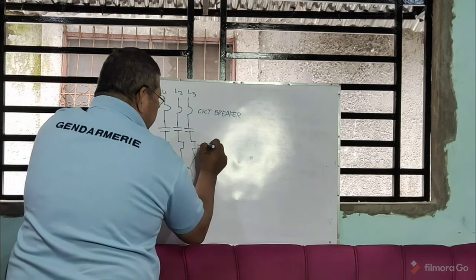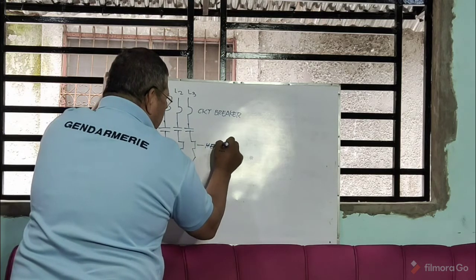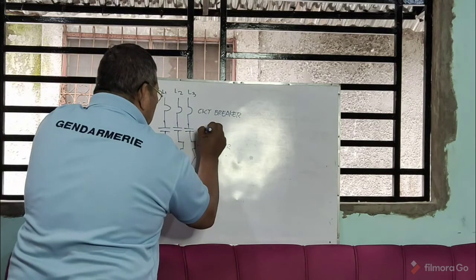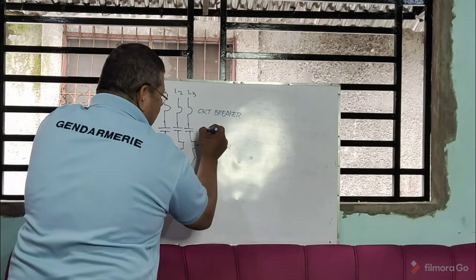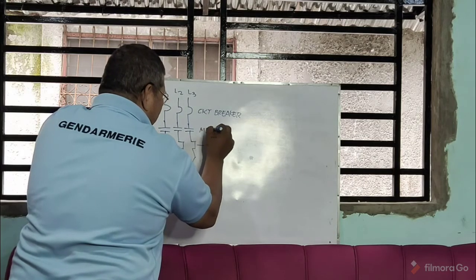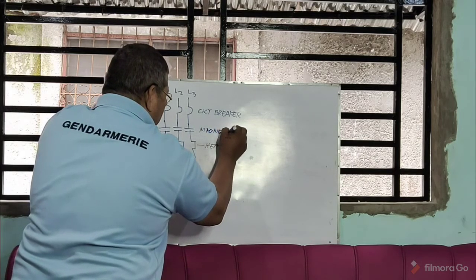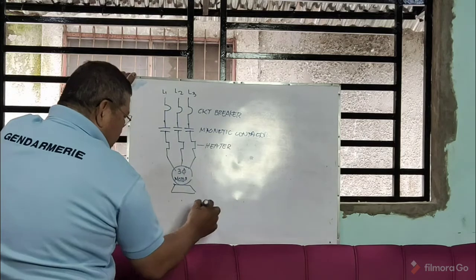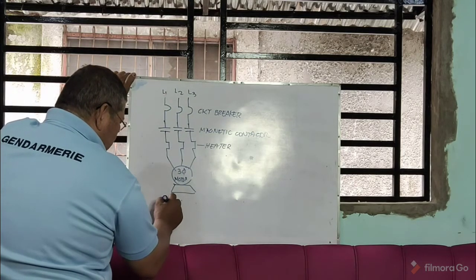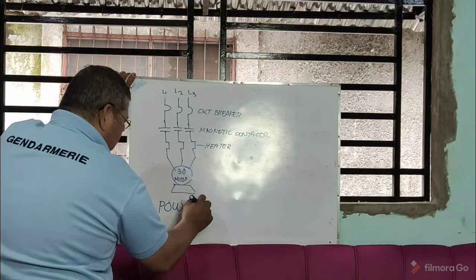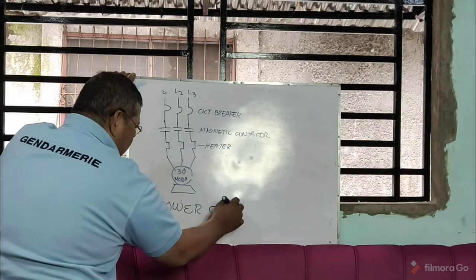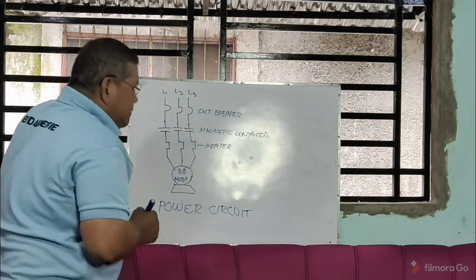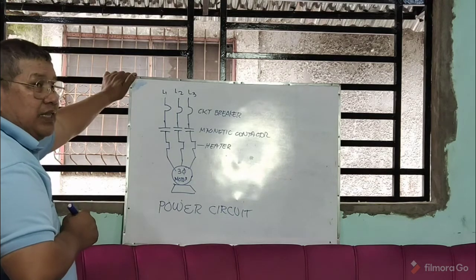So this is your heater, found in an overload relay, and then these are the main contacts from your magnetic starter or magnetic contactor. Now this one is your what? Your power circuit. Okay? So this is the basic power circuit of your magnetic starter.